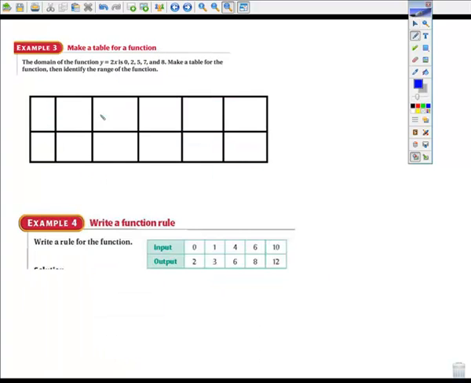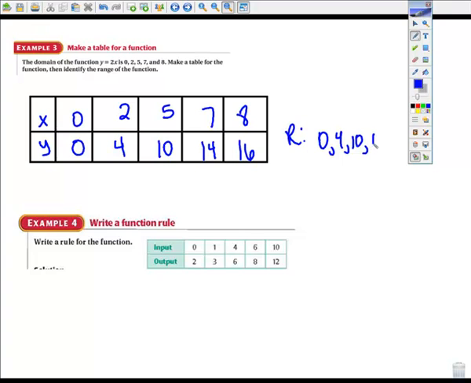So now we're going to make a function table. The domain of the function y equals 2x is 0, 2, 5, 7, and 8. Make a table for this. So I'm going to go x and y. And my inputs, my domains, are 0, 2, 5, 7, and 8. And the rule is y equals 2 times x. So my y values: 0 times 2 is 0, 2 times 2 is 4, 2 times 5 is 10, 2 times 7 is 14, and 2 times 8 is 16. So here's my table, and then it says identify the range. So the range are the values 0, 4, 10, 14, and 16.